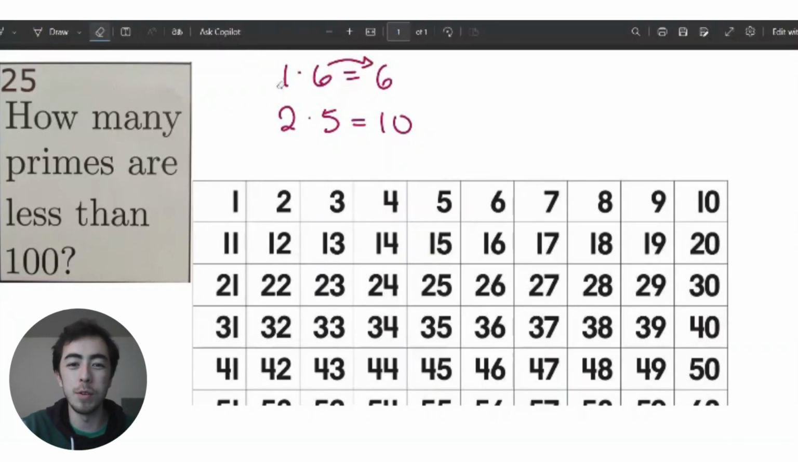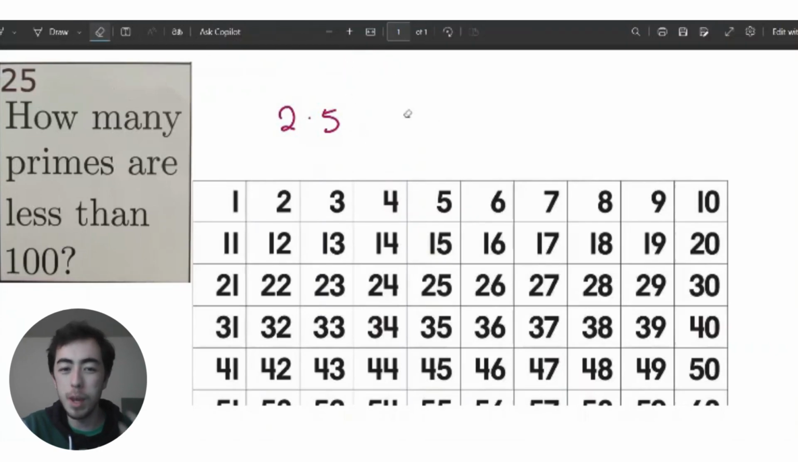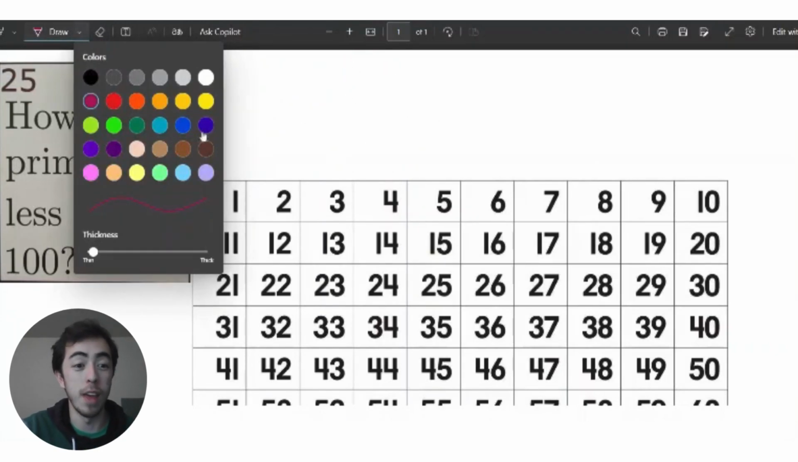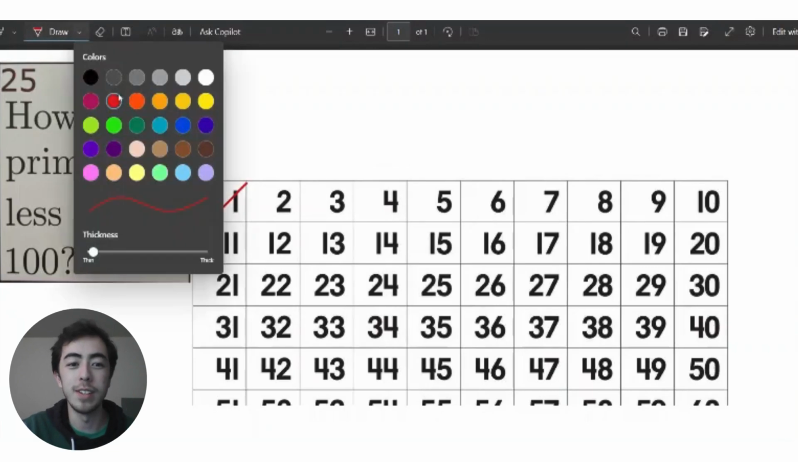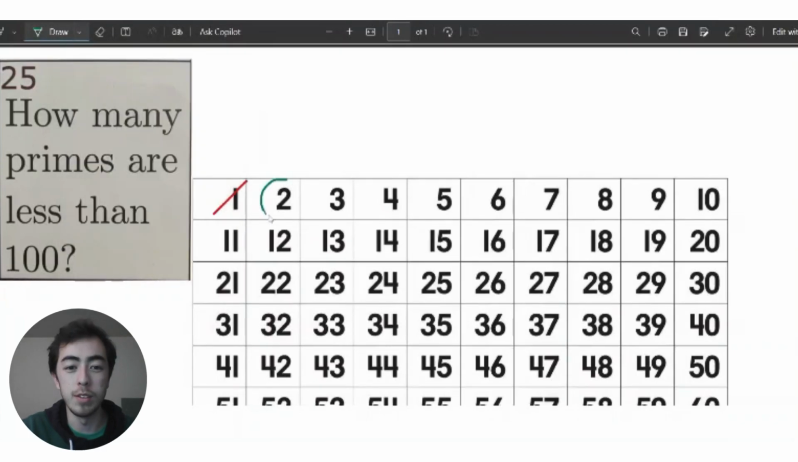So 1 isn't a useful building block in multiplication, and so in my mind, it's not a prime number for that reason. You could also think that a prime number needs exactly 2 distinct factors, 1 and itself, and these are not distinct. In any case, 1 is not prime, and I will cross it out like that. Okay, let's look at the next number, 2. 2 is prime. You can break up 2 as 2 times 1, and that's it. And there's no other smaller numbers that help compose the number 2 with multiplication. So we found a prime.